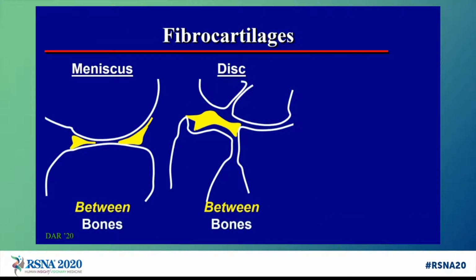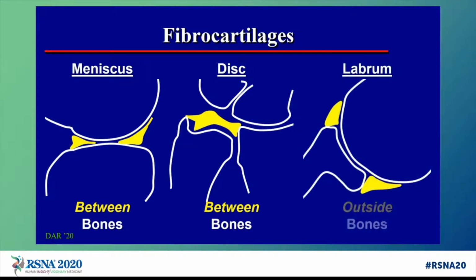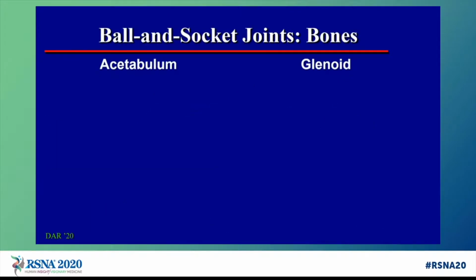The meniscus and disc sit between bones, which is different than the labrum, which sits really on the outside of the bones. It's attached to the socket and goes on the outside of the ball. This is important because the ball, the femoral head or humeral head, is what does the damage to the labrum by pressing against the articular surface, so all tears are going to start on the articular surface. This is different than the disc or meniscus, where tears can occur on either side.